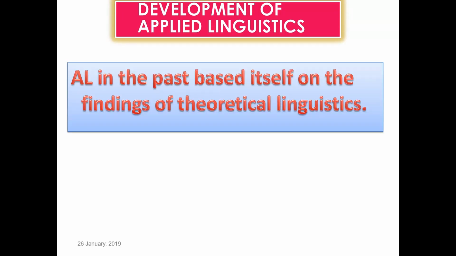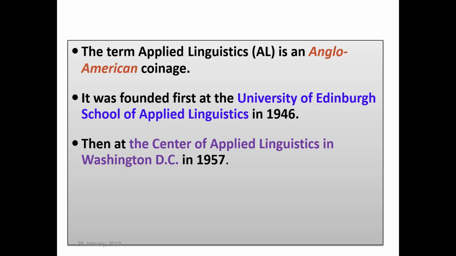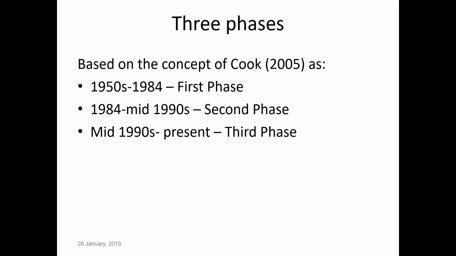Let's talk about the next topic, that is, the development of applied linguistics. In the past, applied linguistics based itself on the findings of theoretical linguistics. But when we see this history, the term applied linguistics is an Anglo-American coinage. It was founded first at the University of Edinburgh School of Applied Linguistics in 1946, then at the Center for Applied Linguistics in Washington, D.C. in 1957. Applied linguistics was propagated by those who clearly wanted to be known as scientists, not as humanists. This is a brief history of the term.